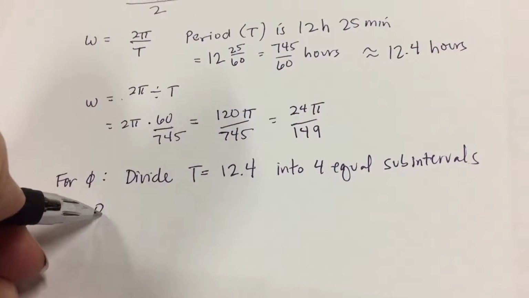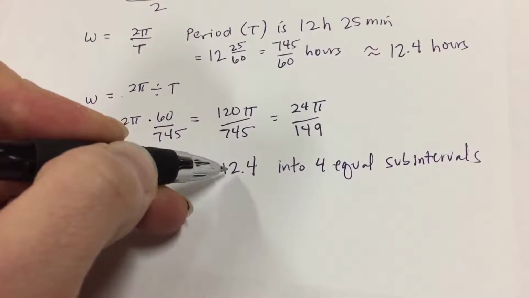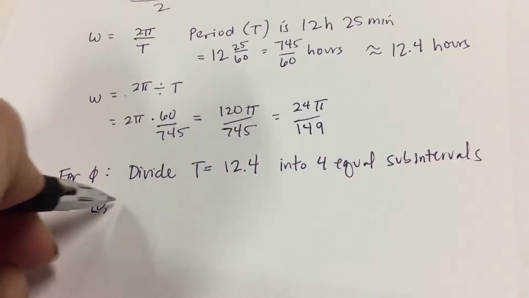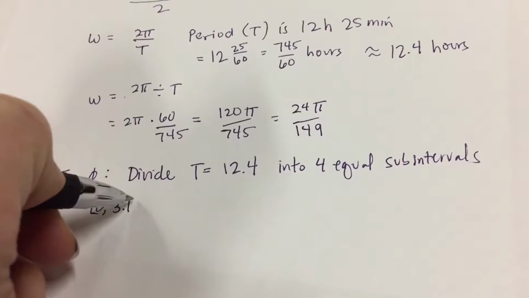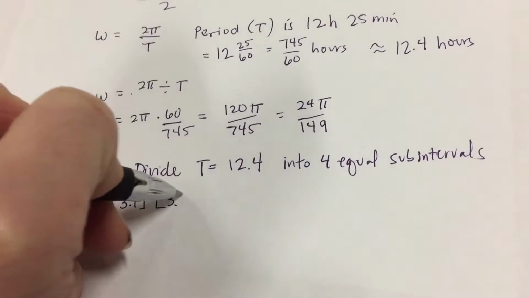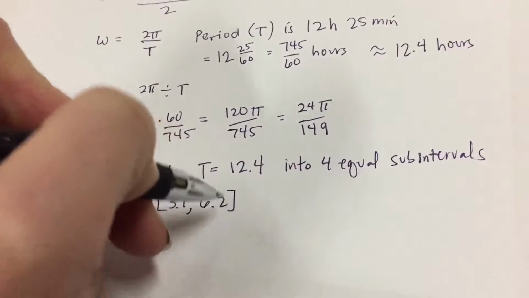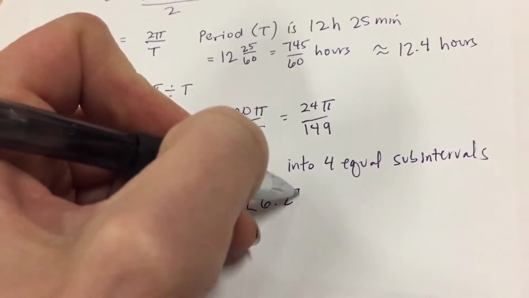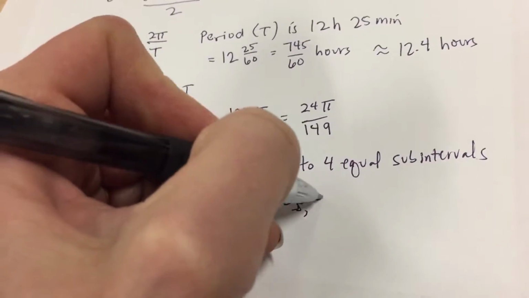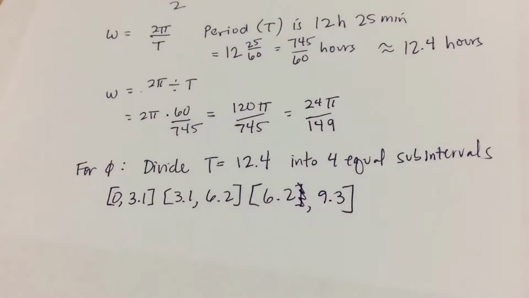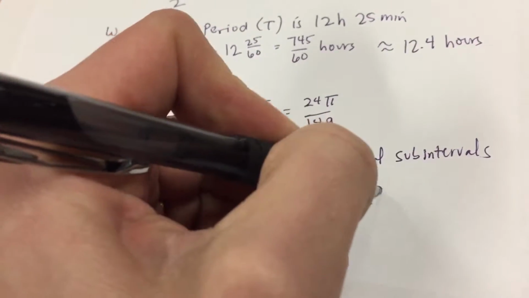Okay, so if you divide 12.4 into 4 equal subintervals, the first one is going to be 0 to 3.1, 3.1 to 6.2, 6.2 to 9.3, and then 9.3 to 12.4.